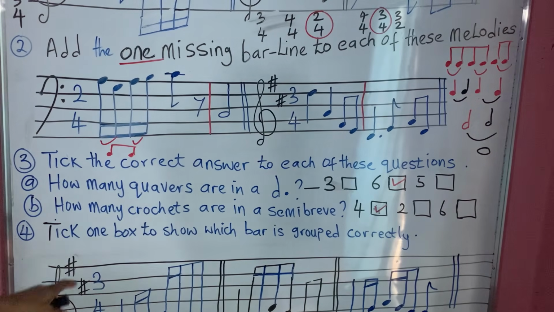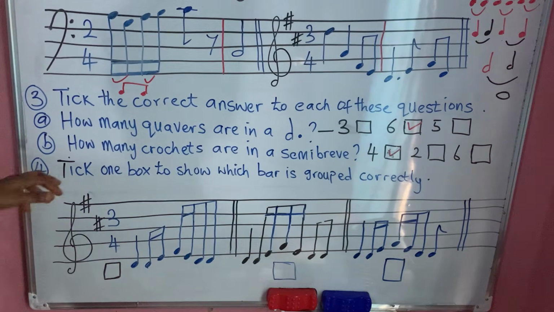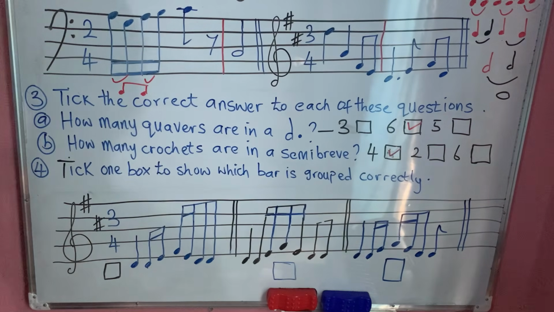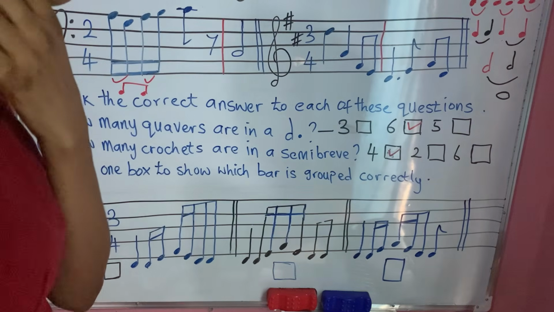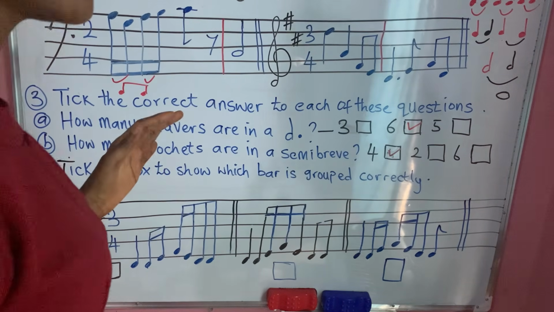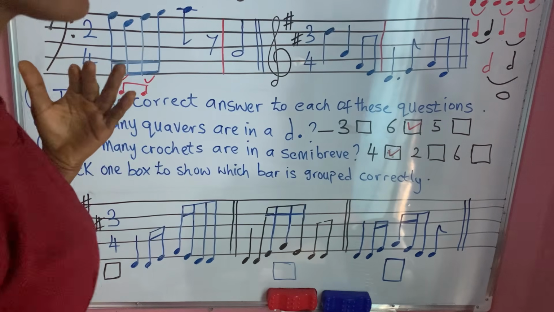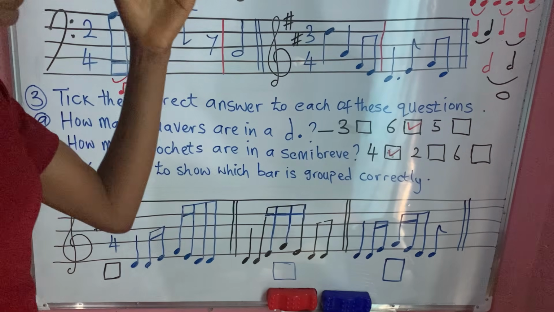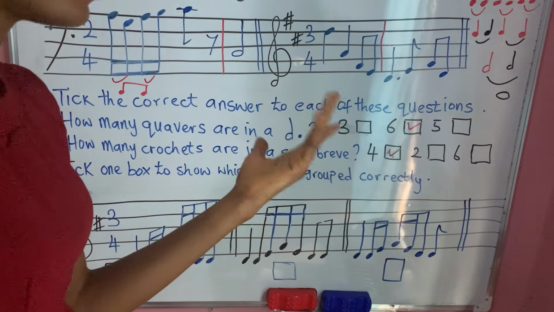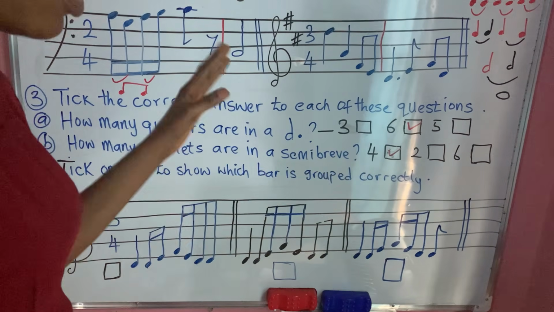Then tick one box to show. Okay, let's go to question number 4. Tick one box to show which bar is grouped correctly. Which bar is grouped correctly? You know, this one has to do with note grouping. When it's in threes, it cannot be grouped. They should be on their own because they cannot be subdivided. When it's in fours, it can be grouped in twos.